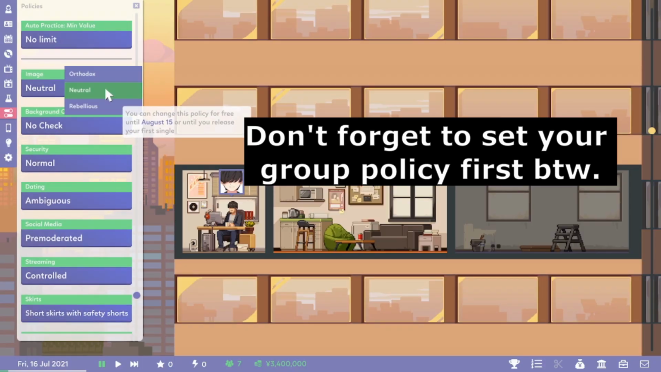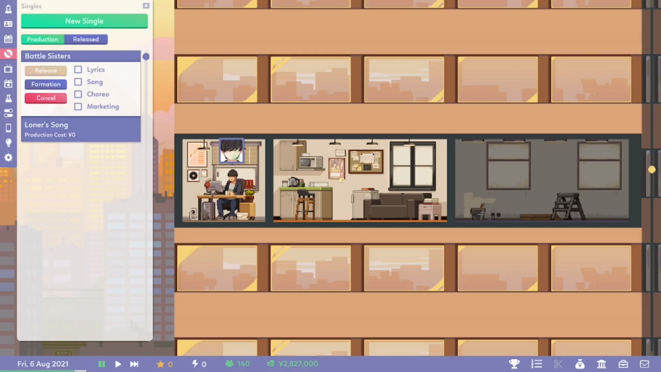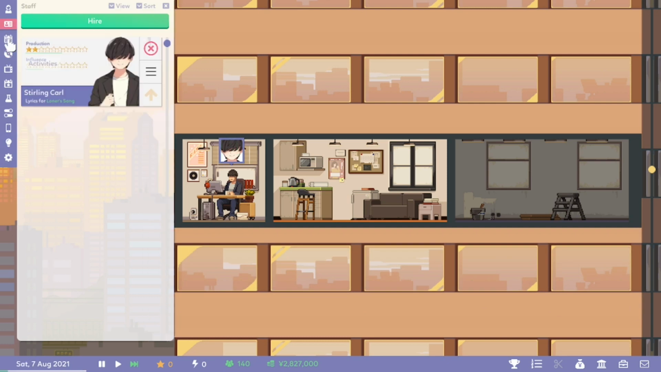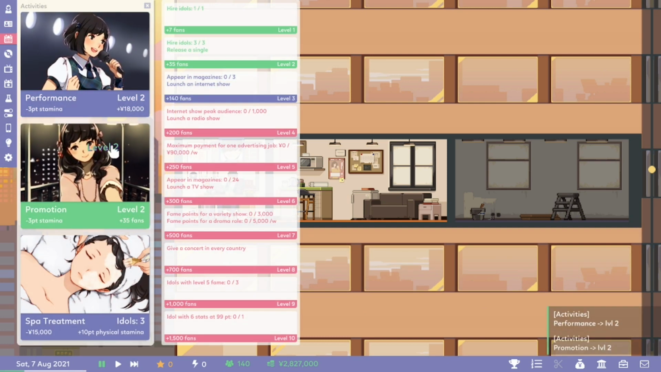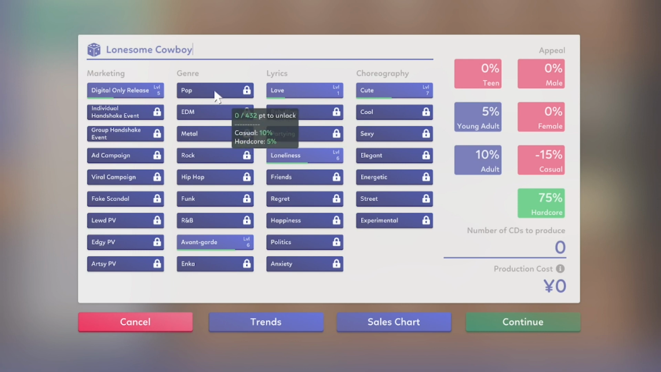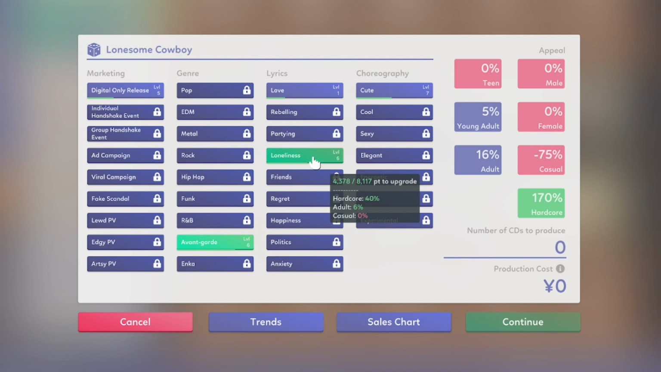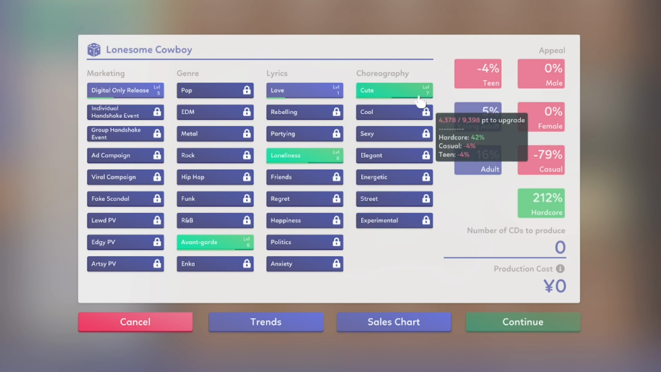What you want to do starting out is to make your girls promote the idol group, whilst you research lyrics for the demographic you're going for. Frankly, my favorite demographic in this game are the hardcore fans. They are far more likely to buy singles and are far more likely to attend concerts as well.